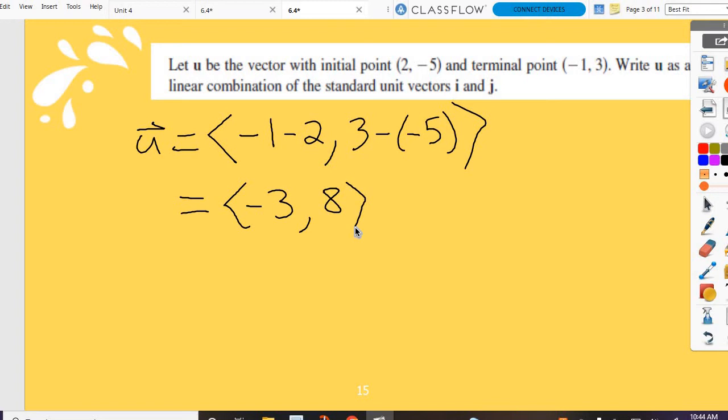So now, if we wanted to rewrite that as a linear combination, like I said, all we're going to do is take our x component, which is -3, and stick that in front of our i. Take our y component, which is 8, and stick that in front of our j. And that's our answer.